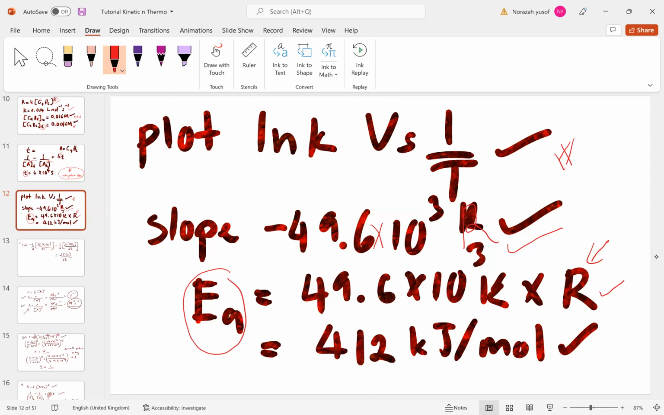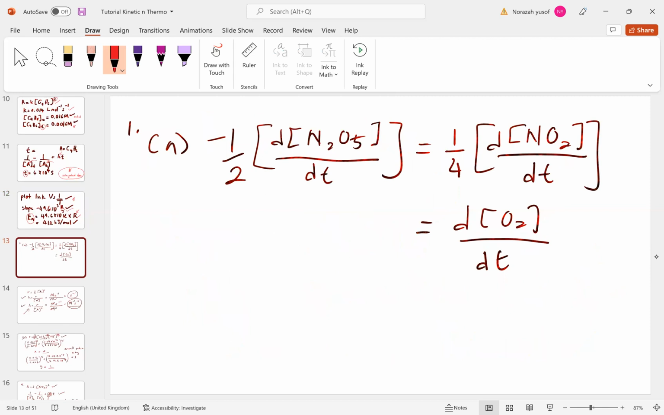Okay, now open the other kinetics tutorial, the scanned version. Right, so it's the same. Express the rate of reaction in terms of rate of change of each reactant and each product in the following. So similar to what we have discussed in the tutorial just now. It's not difficult as long as you understand how to write in a differential form.